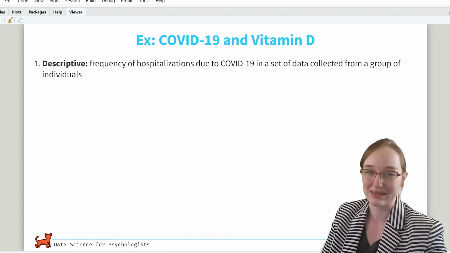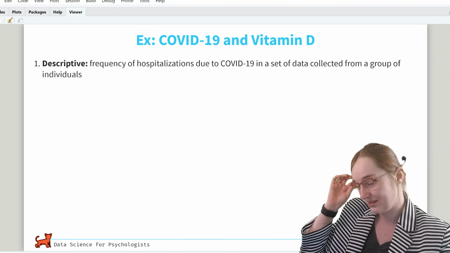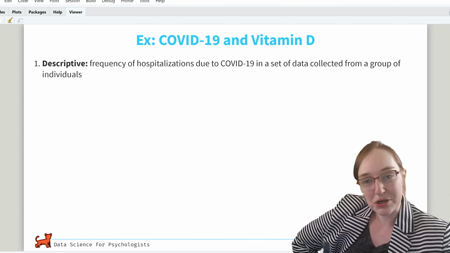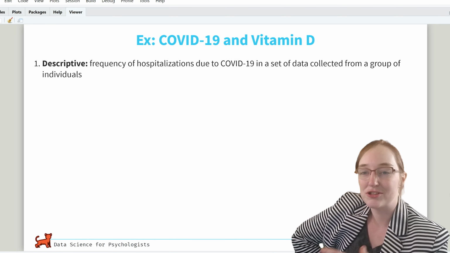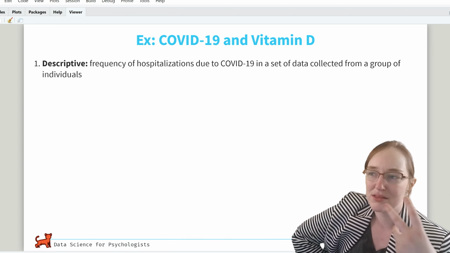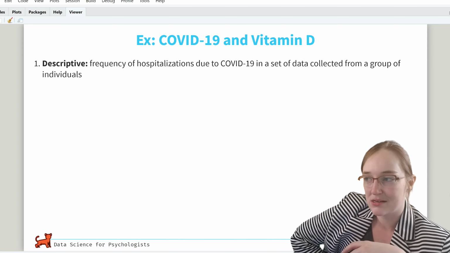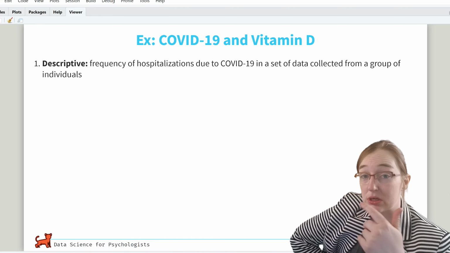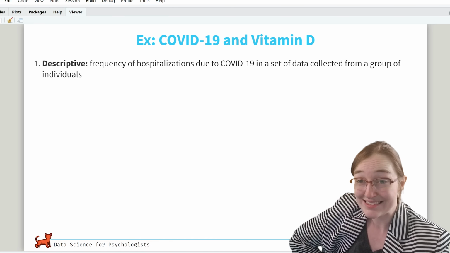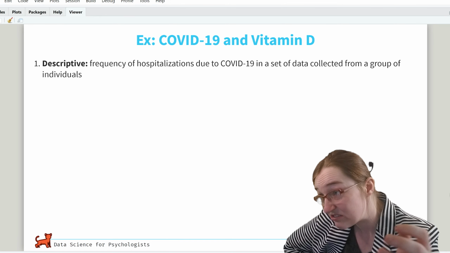Right, so here's an example that it's either going to be a little too on the nose or not. So here are just some examples of looking at COVID and vitamin D. So descriptive would be frequency of hospitalizations due to COVID in a set of data collected from a group of people.